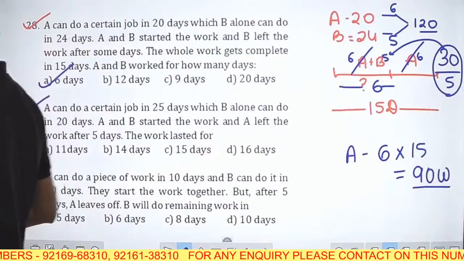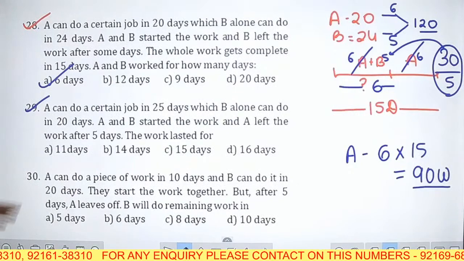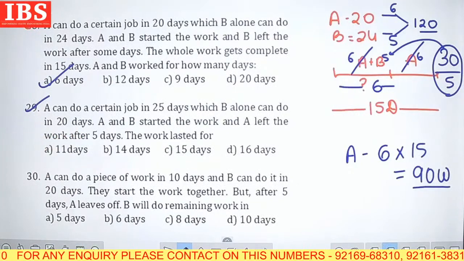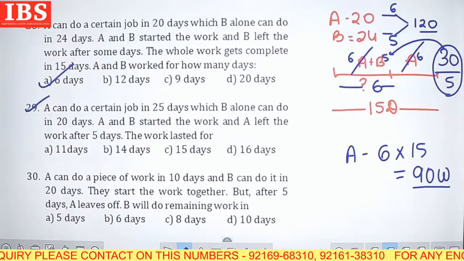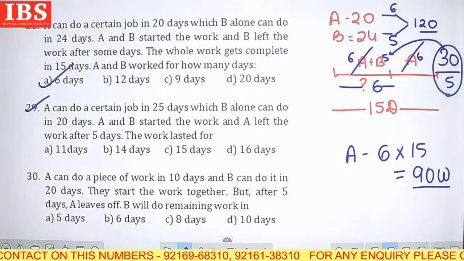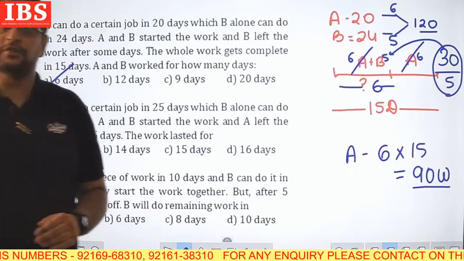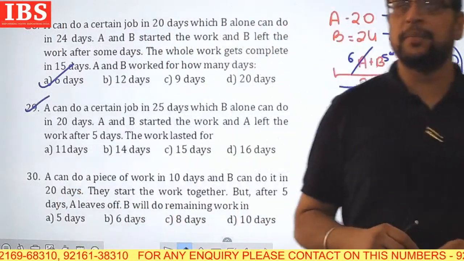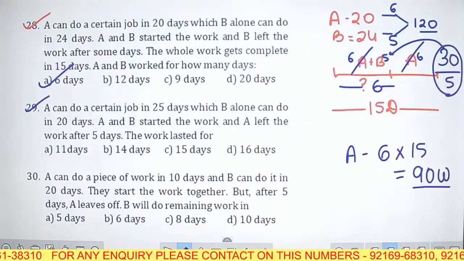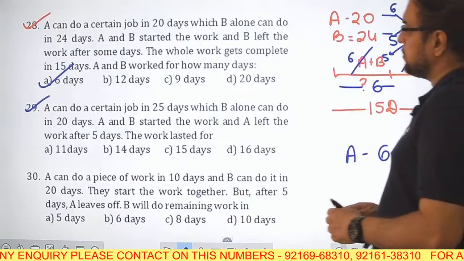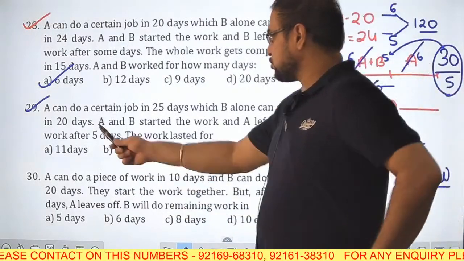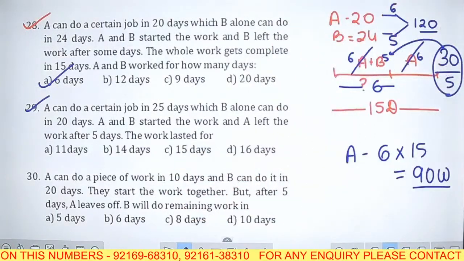Now those who have completed can go on to the next question, that is question number 29 and 30. Do it fast, then I'll tell you the approach for the alternate method, and then we'll solve one question posted by Pavan also. Okay, that I'll solve. Okay, first do this question, question number 29.